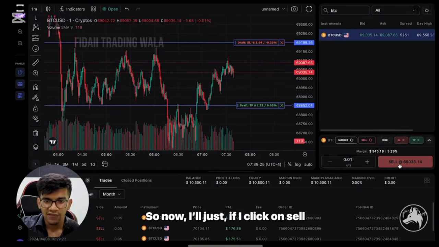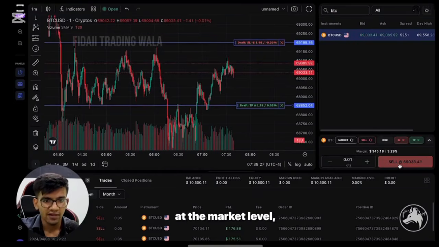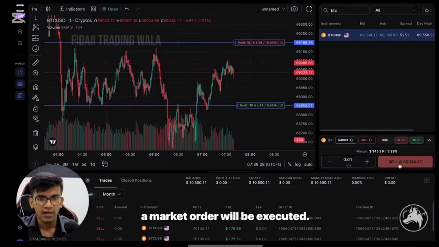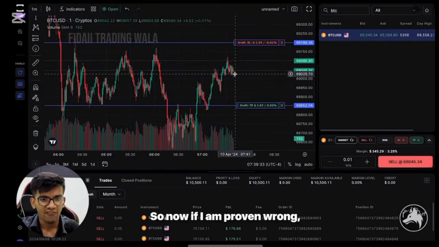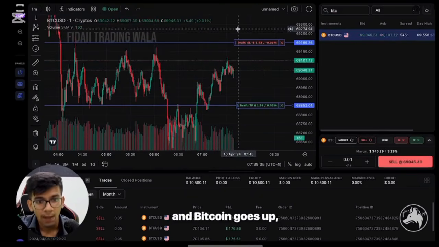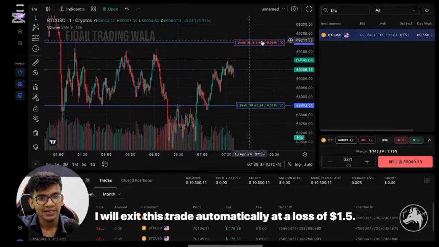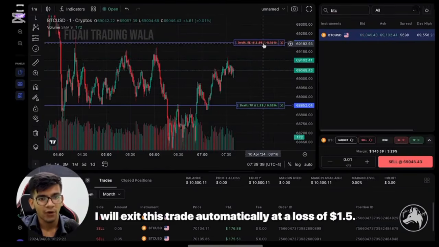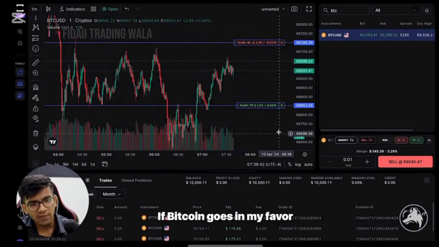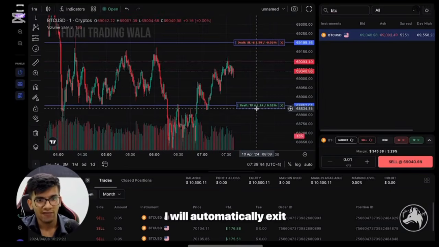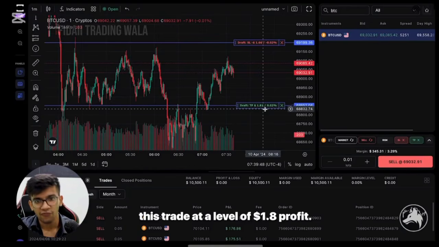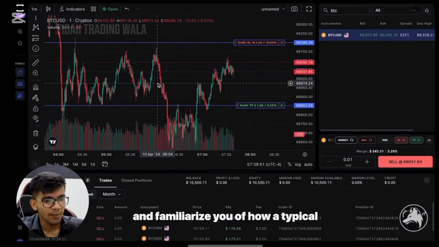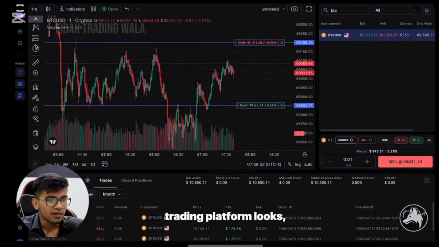Now if I click on sell at the market level, a market order will be executed. My take profit is set and my stop loss is set. If I am proven wrong and Bitcoin goes up, I will exit this trade automatically at a loss of $1.5. If Bitcoin goes in my favor and actually falls, I will automatically exit this trade at a $1.8 profit.